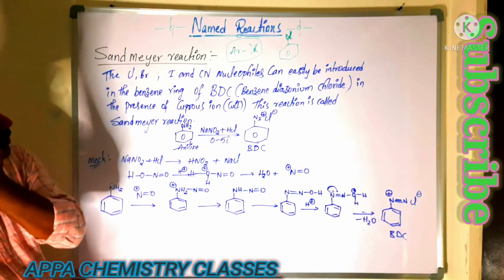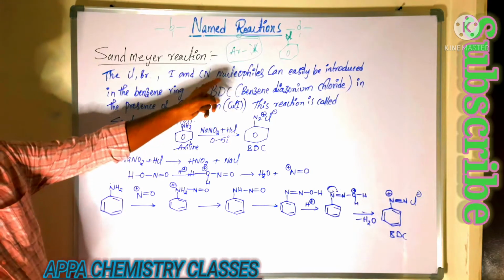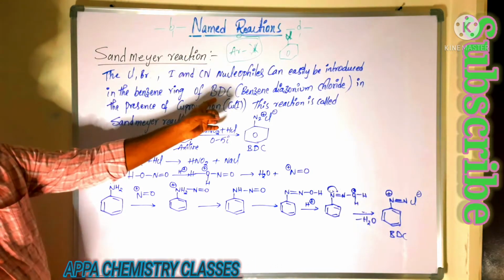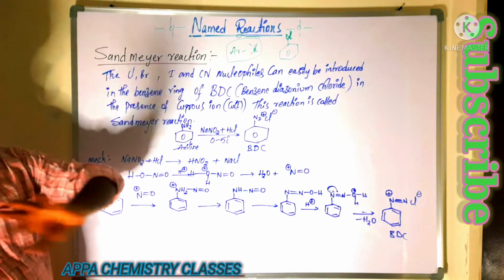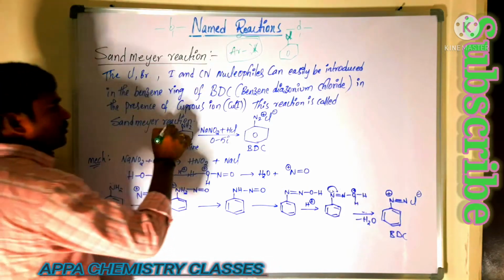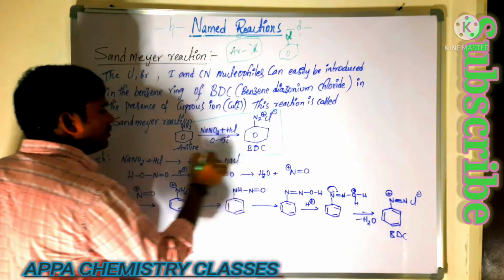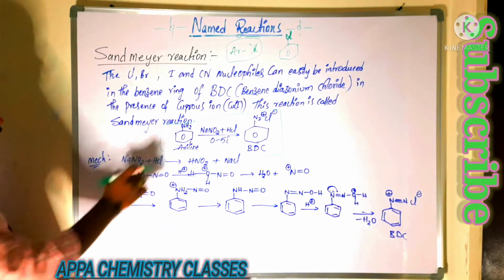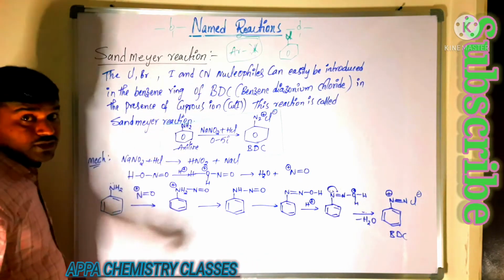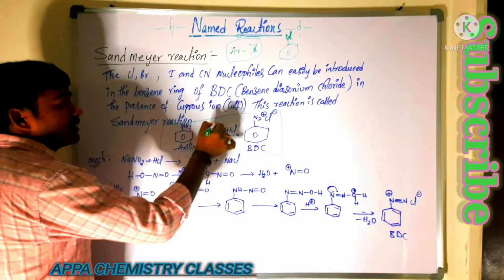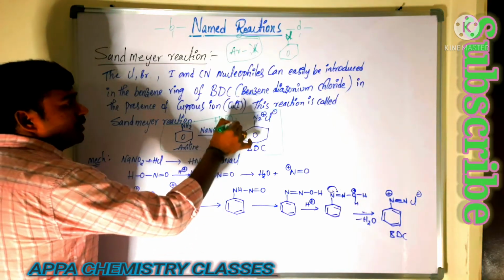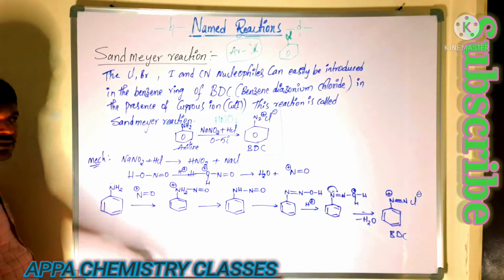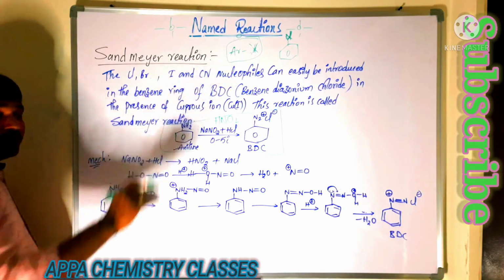If you want to prepare that aryl halide, first we need to get the benzene diazonium chloride. So this benzene diazonium chloride preparation method is very important. Now you see here we have aniline. This aniline reacts with nitrous acid. What is nitrous acid? HNO2. HNO2 is nitrous acid, and by using that HNO2 we can prepare it easily.